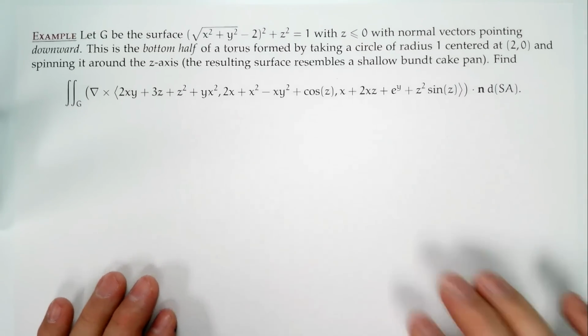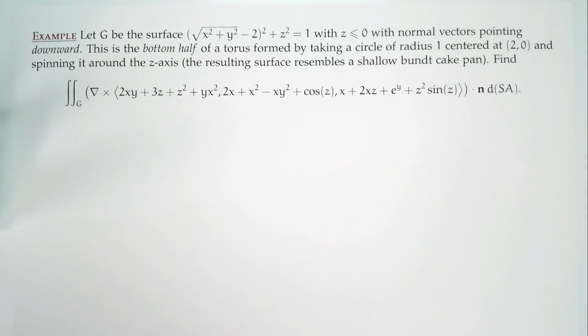Okay, one more. Let G be the surface, square root of x squared plus y squared minus 2, quantity squared, plus z squared equals 1, and z is less than or equal to 0, with normal vectors pointing downward.